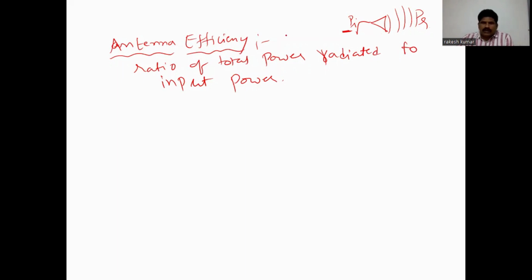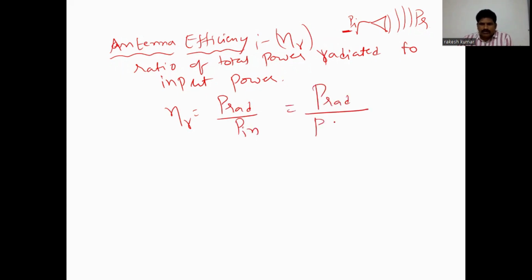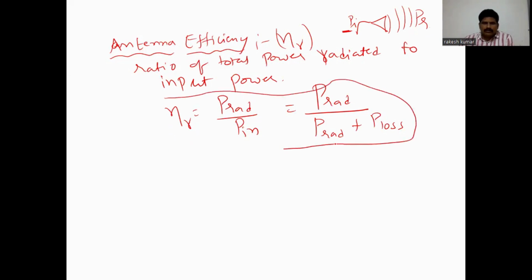So antenna efficiency is represented with eta R. The definition of eta R is equal to P radiated by P input power. That input power is a combination of both radiated power plus loss, P radiated plus P loss. So this is one definition of antenna efficiency in terms of power.